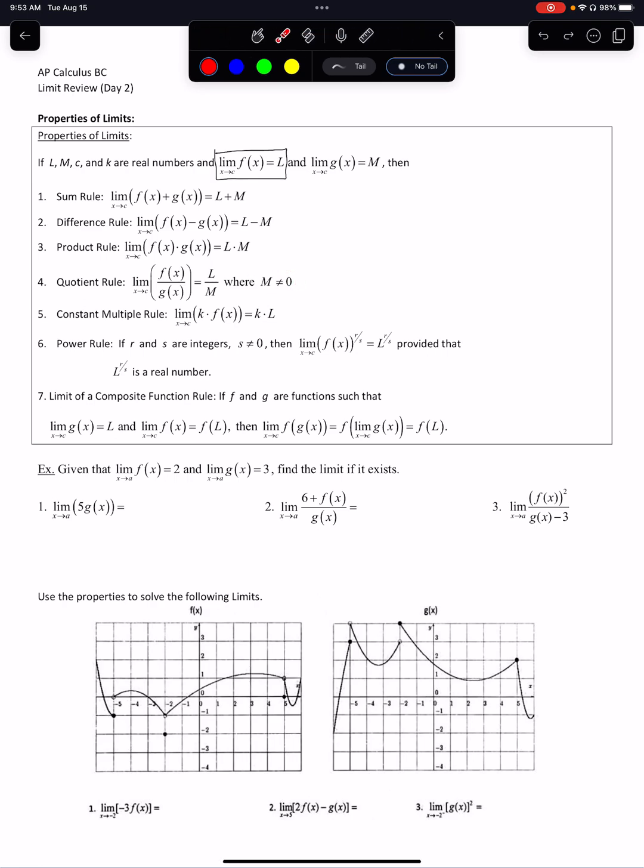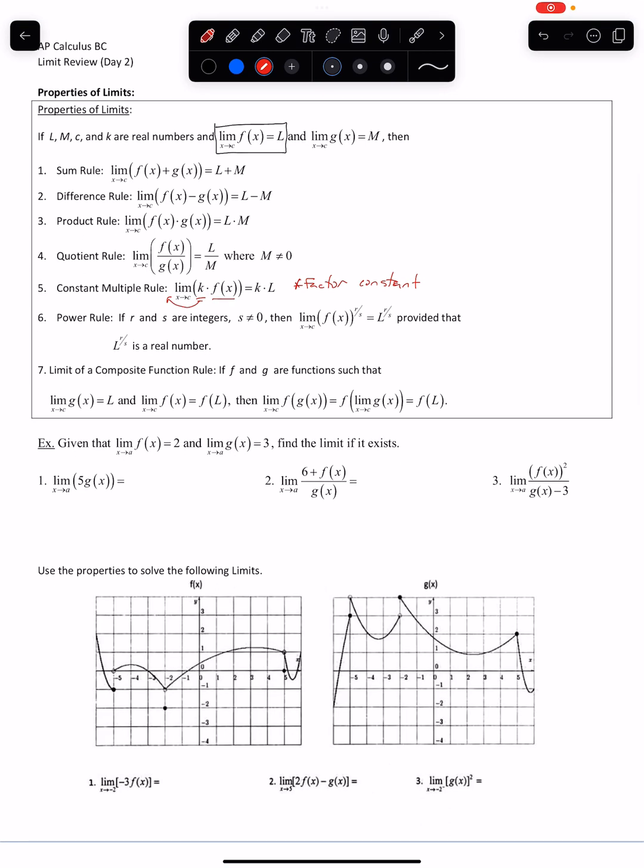Remember, the one thing we can't do is divide by 0, so be very careful with that one. Our next property is the constant multiple rule. This is a big one for us. What this is saying is that if we're taking a function, multiplying it by a constant, we can factor the constant out. And that's actually really big for us. We're going to use this property quite a bit this year, this constant multiple.